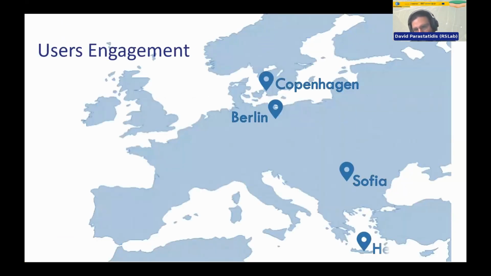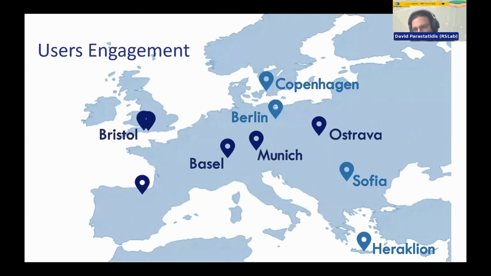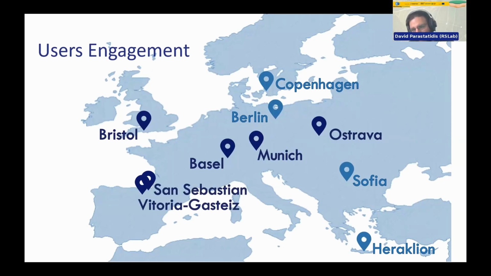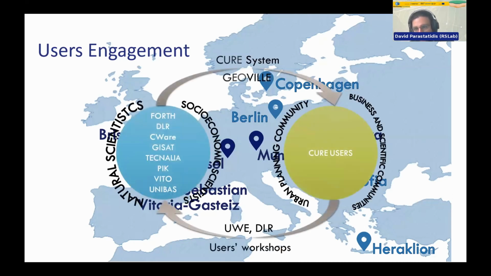During the progress of WEkEO, we continuously interacted with users from its case study cities, which, as you can see here, were Berlin, Copenhagen, Sofia, Heraklion, Bristol, Ostrava, Basel, Munich, Vitoria-Gasteiz, and San Sebastian. We organized workshops to gather user requirements from businesses, scientific and urban planning communities. After extensive dialogue, we analyzed these user requirements in order to provide WEkEO applications tailored to their needs.